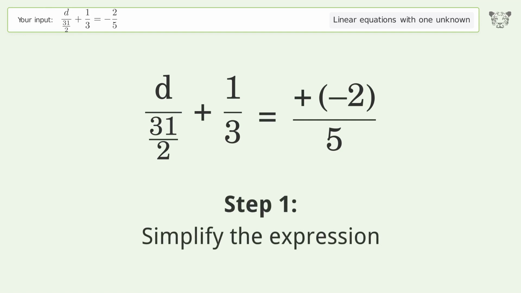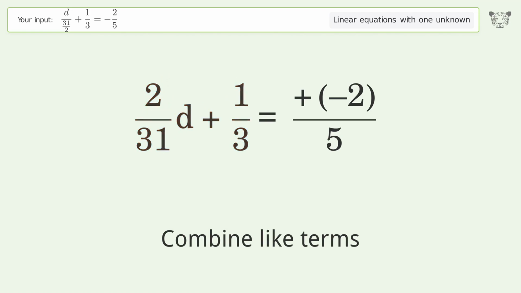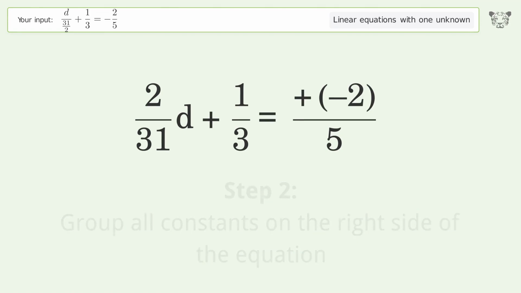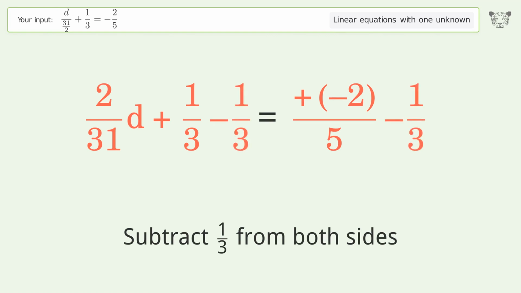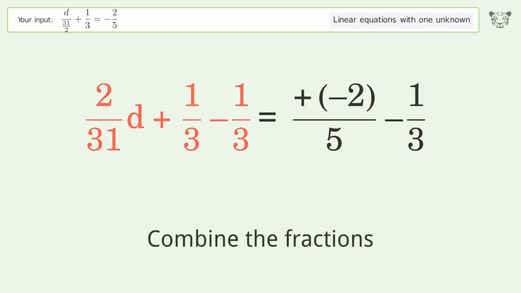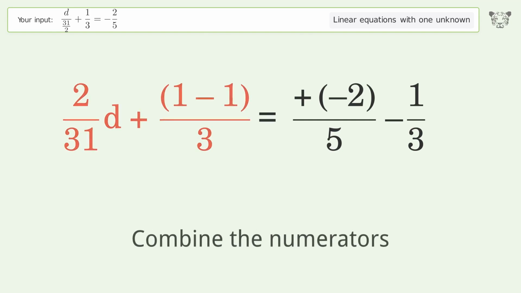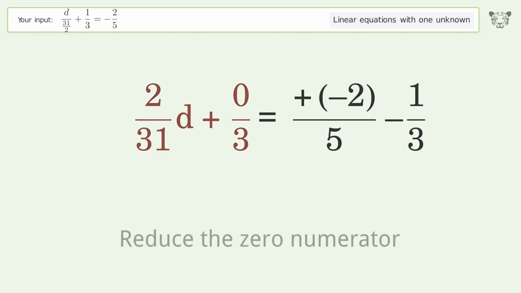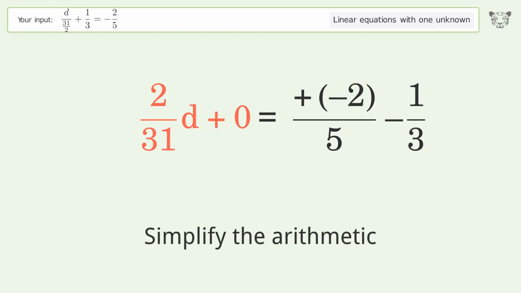Simplify the expression. Combine like terms. Group all constants on the right side of the equation. Subtract 1/3 from both sides. Combine the fractions. Combine the numerators. Reduce the zero numerator. Simplify the arithmetic.